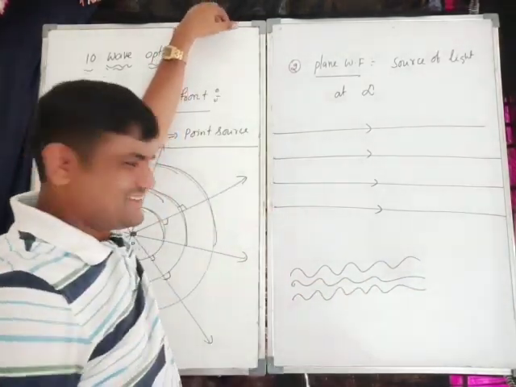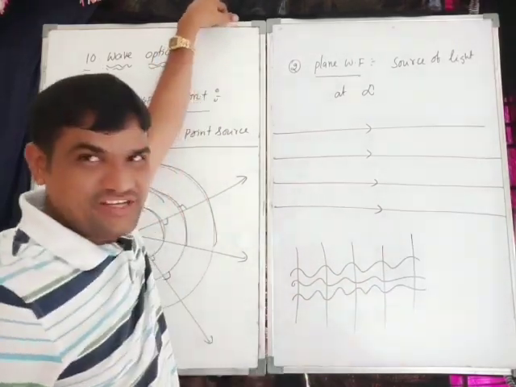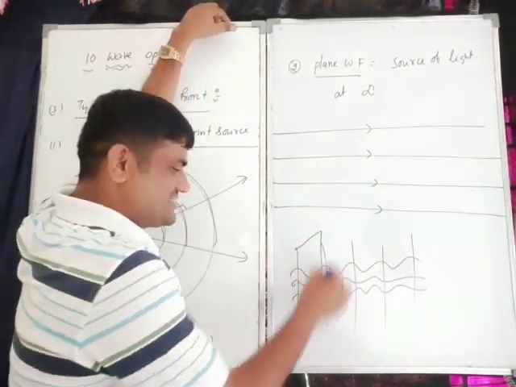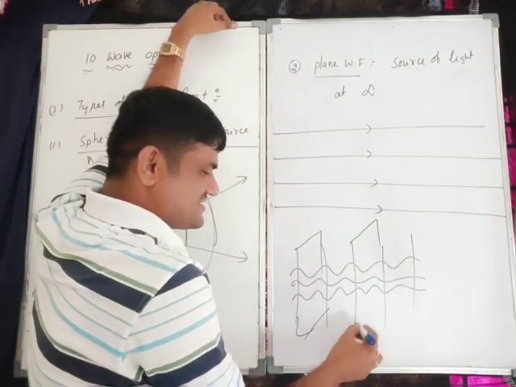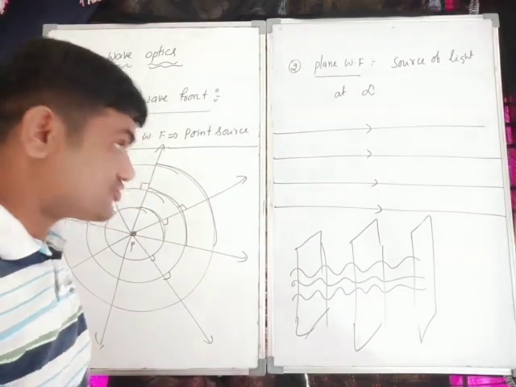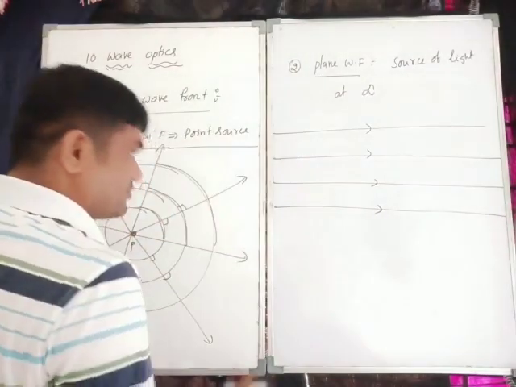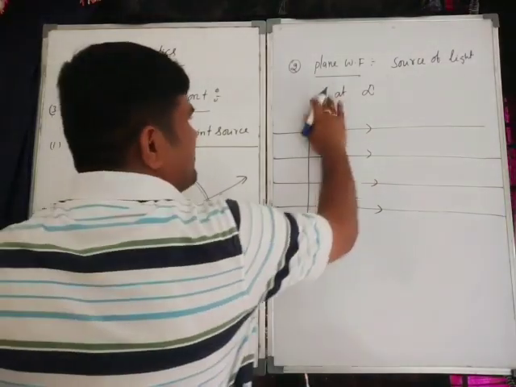Light, like that only. We can join it like that only. So now this is a pure plane wavefront. So here I can directly draw a plane wavefront. Plane wavefront we will consider.